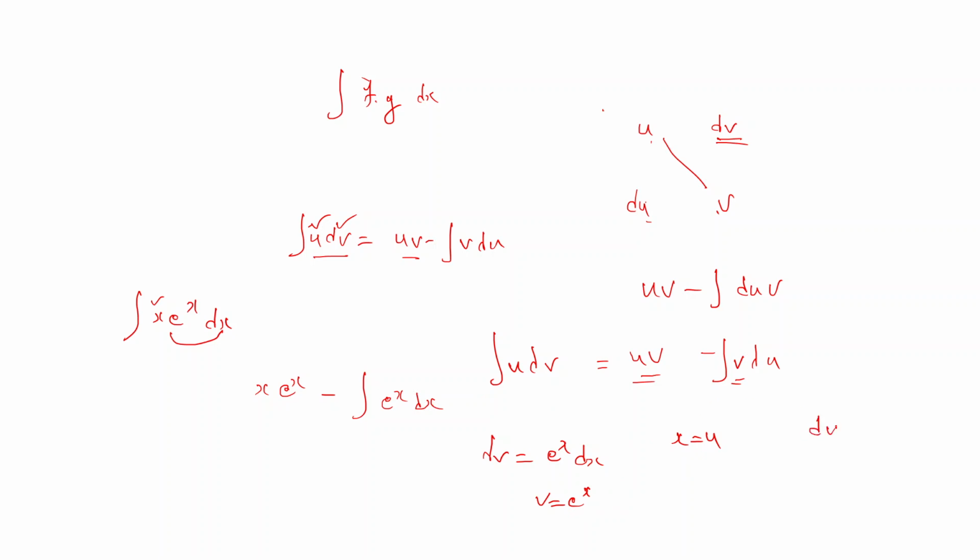du by dx equals 1. Don't get confused, du is equal to dx. That's why we are getting this. Again, you have got x e power x minus e power x. Both are the same. Whether you do it like this and minus this, or you do it like this, it is the same.